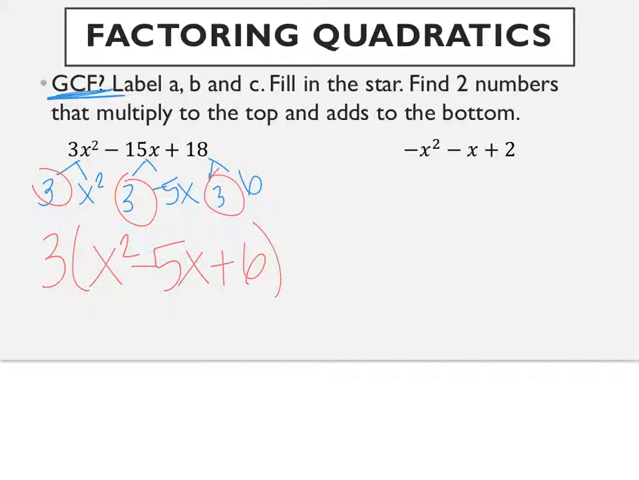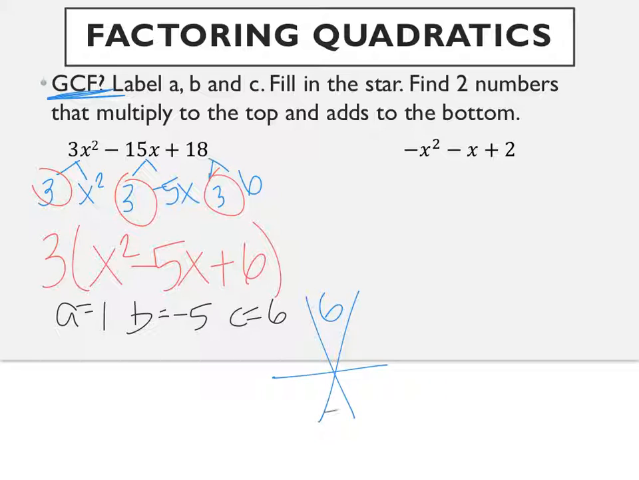And from here, I label a, b, and c. So again, a is your coefficient with x squared, b is your coefficient with x, and c is your constant. Hopefully you should notice that this problem is super familiar. 6 goes on top, negative 5 on the bottom, and 1 on the sides. These are the same three numbers we were working with last problem. So I already know that negative 2 times negative 3 multiplies to 6, but adds to negative 5.